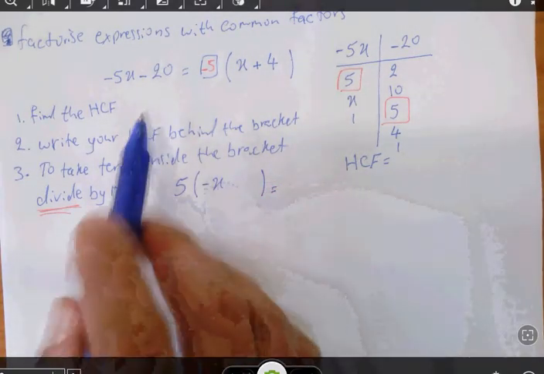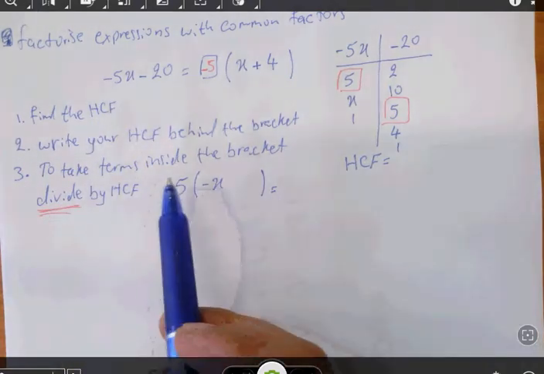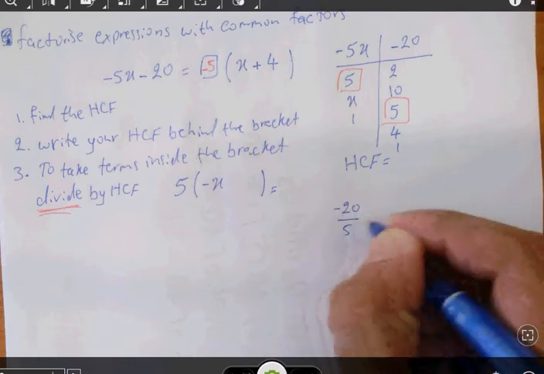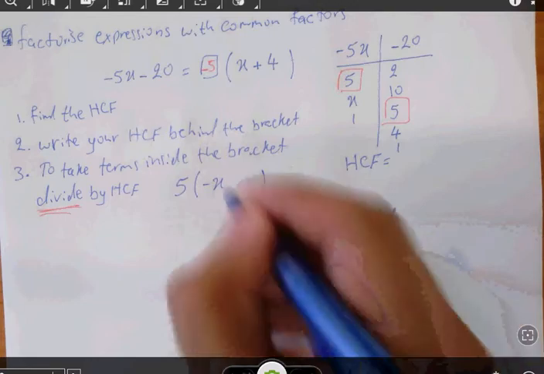Now, what about the other term? Negative 20 divided by 5. What do you have? 4. Positive or negative? Therefore, I have negative 4.